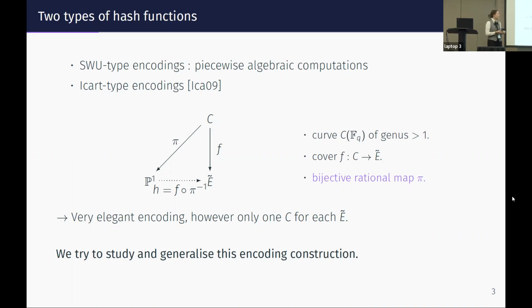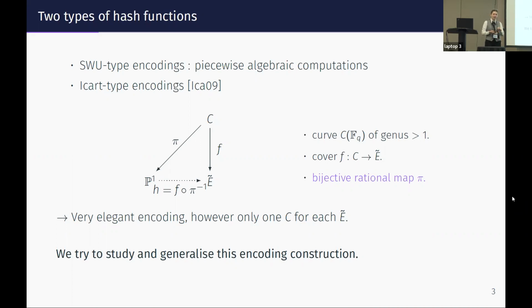And the interesting thing with this kind of construction is that because the rational map pi is bijective, we can show that the encoding H has a lot of nice properties, and we can use a lot of classical hash function constructions with it, and it will give us something that meets all the classical security requirements for this kind of object. So at least in my opinion, I think this is a very elegant encoding.